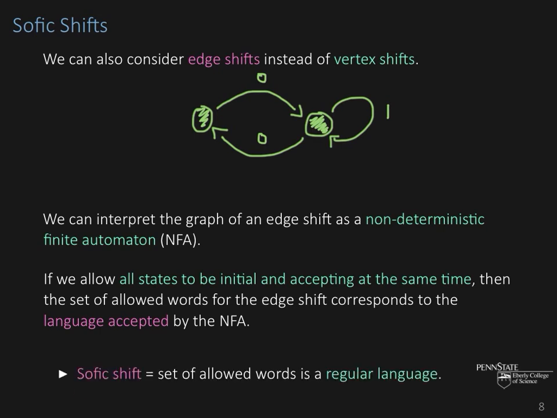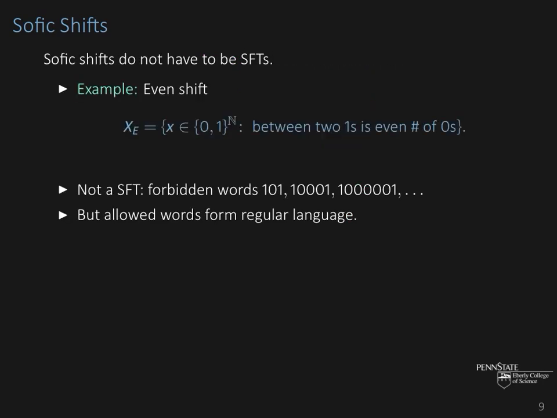Now a Sofic shift is precisely that, namely a shift where the set of allowed words is a regular language. So you can think of a Sofic shift as given by an edge shift of this kind. Finally, note that Sofic shifts are in general more powerful than shifts of finite type. In particular, they do not have to be shifts of finite type.